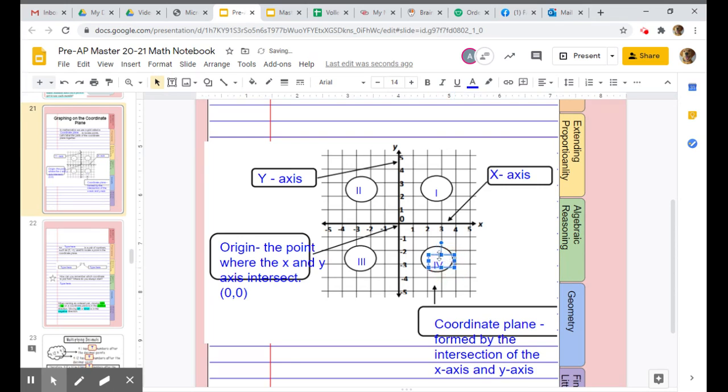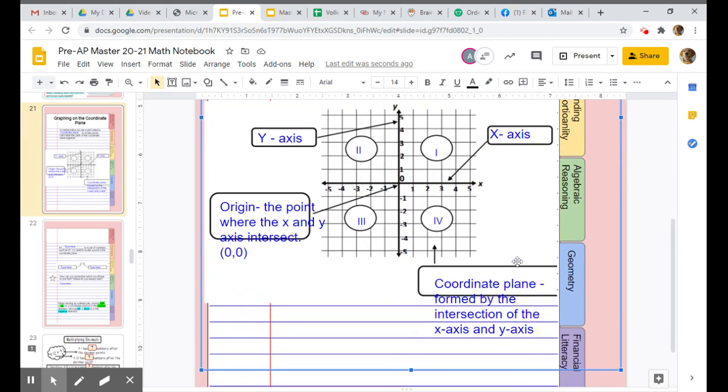These are super duper important because I may ask you where a point is, and I may say, what quadrant is this point in? So you need to tell me, look in quadrant 1, or look in quadrant 2, or look in quadrant 3, or look in quadrant 4. You need to be able to tell me where to look.